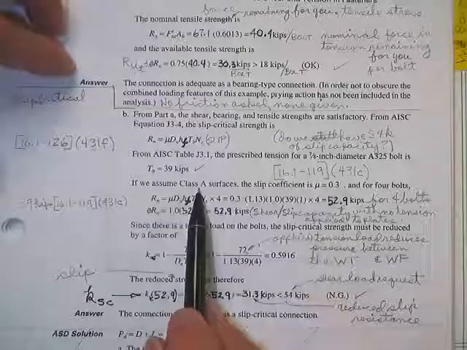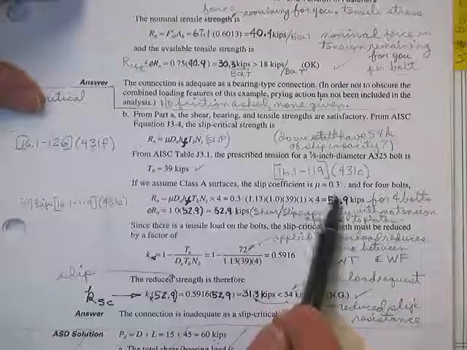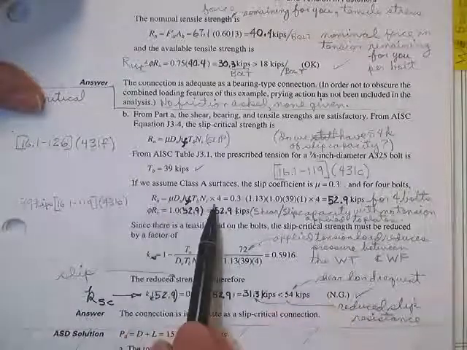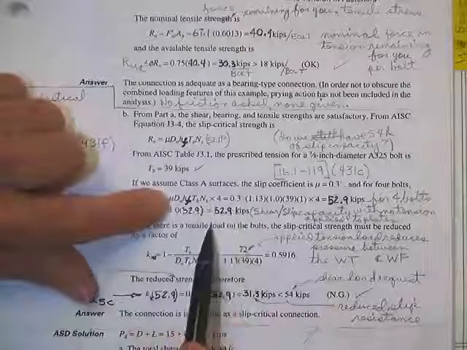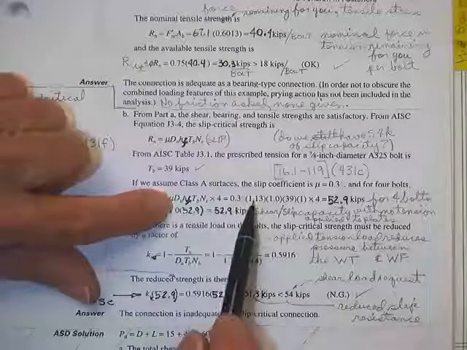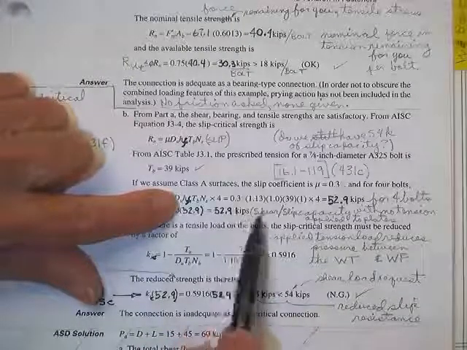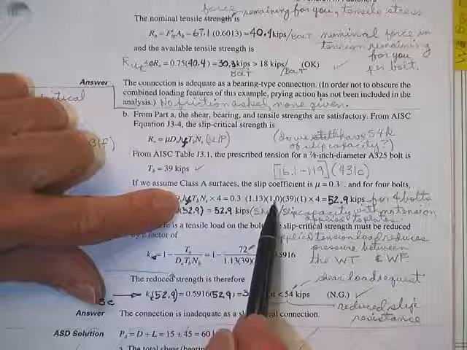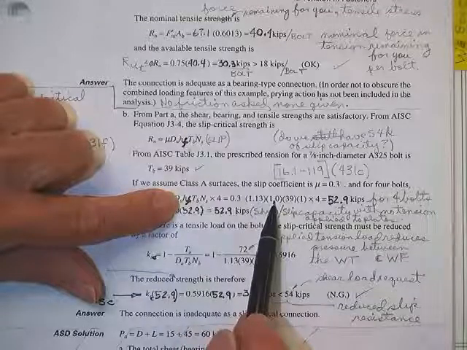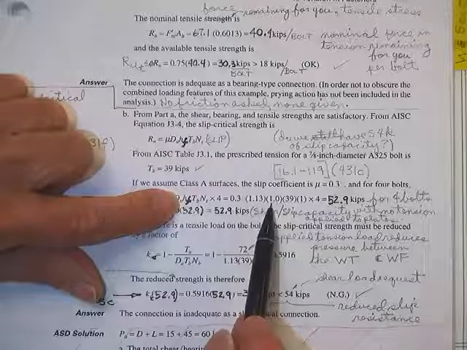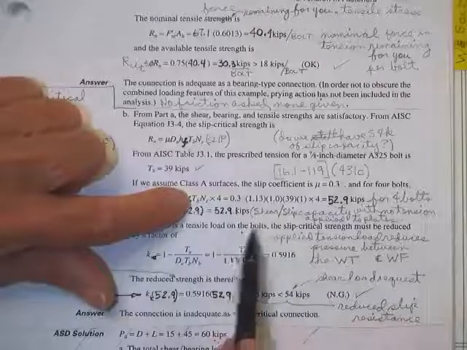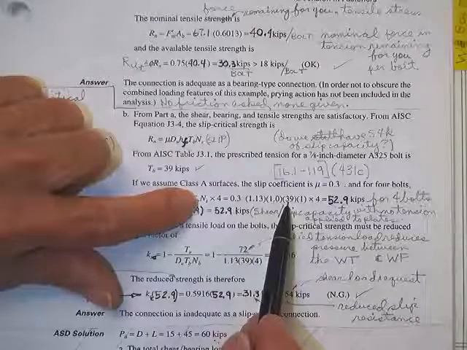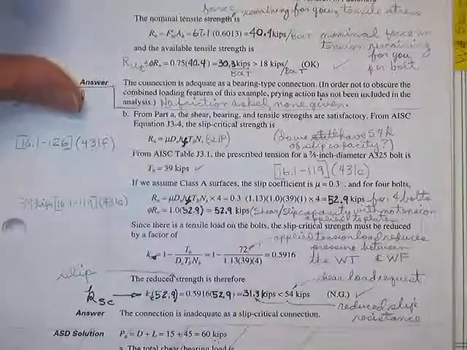Assuming Class A surfaces, which you and I always do, we get a 0.3, which we always get. And for four bolts, you crank out all the numbers. Coefficient of friction, how much higher will you really put tension in the bolts? What kind of fillers do you have, either none or one or six that are bolted down so they don't slip around? Times the tension in the bolts is 39 kips. One shear surface times four bolts, 52.9 kips.